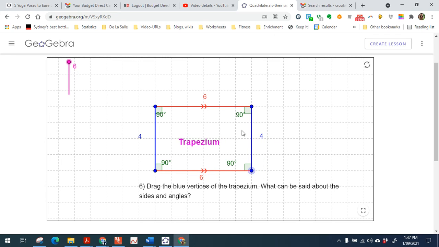Now in fact I've got two pairs of parallel sides. So this is still a trapezium. Turns out a rectangle is actually a special type of trapezium.